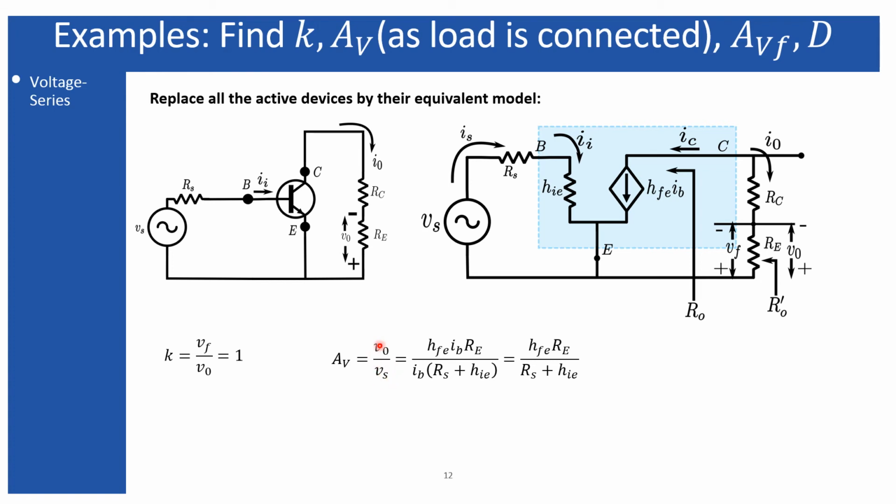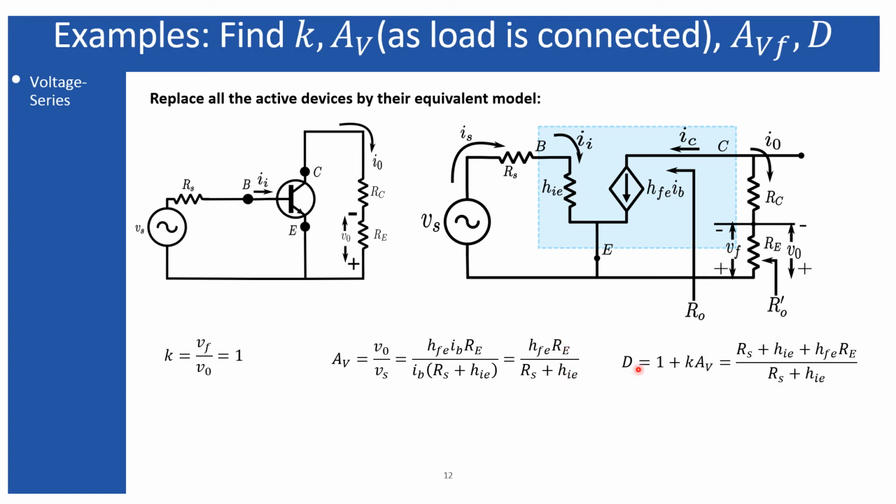Now Vo can be found by considering minus hfe Ib, which is flowing along this direction, and when it gets multiplied with this Re, due to the opposite polarity, that is minus plus, the final sign appearing is a positive sign. Or you can find that hfe times Ib is flowing through this direction, so then also it will be hfe times Ib times Re. Now for Vs, just apply KVL within the input loop, so Vs will be Ib times Rs plus hie, where this Ib gets cancelled, and hfe Re divided by Rs plus hie is appearing at the numerator.